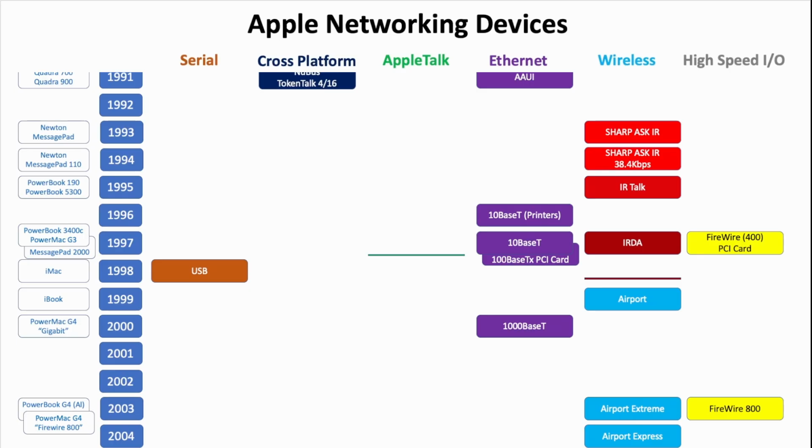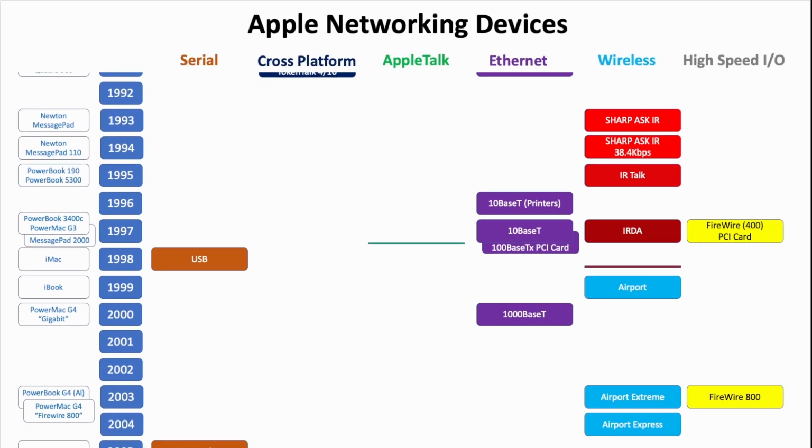Then in 2003, we saw the PowerBook G4 Aluminium and the PowerMac G4 Firewire 800 launched alongside Airport Extreme and also Firewire 800. In 2004, we saw the launch of Airport Express as a Wi-Fi media device.